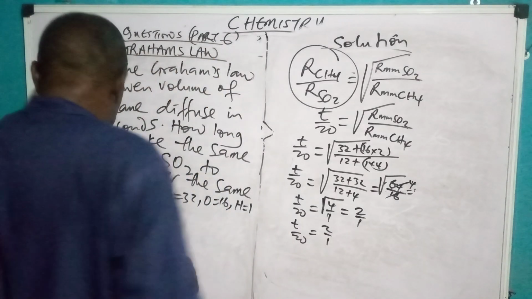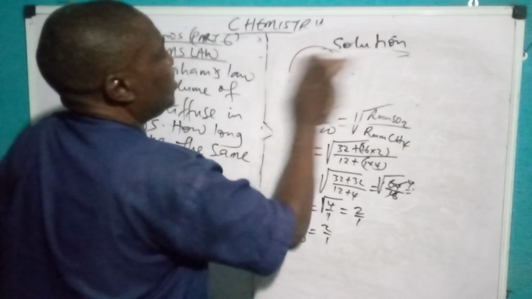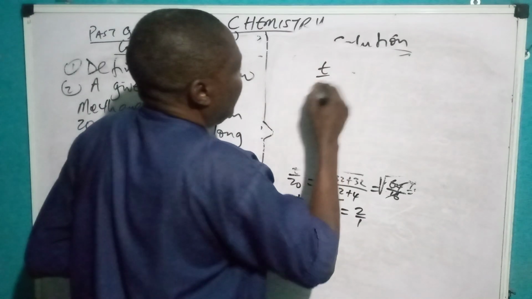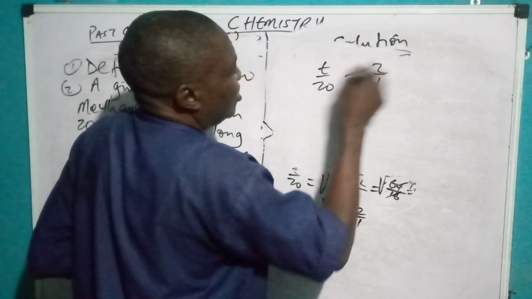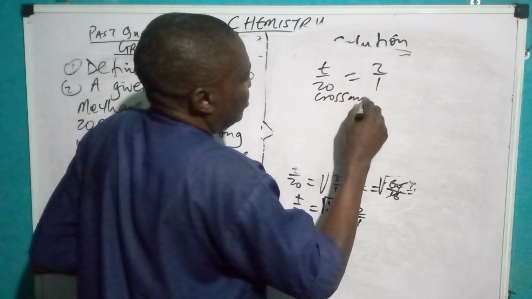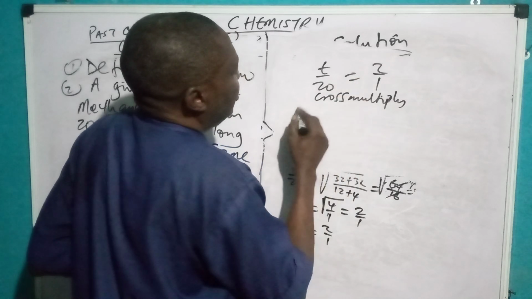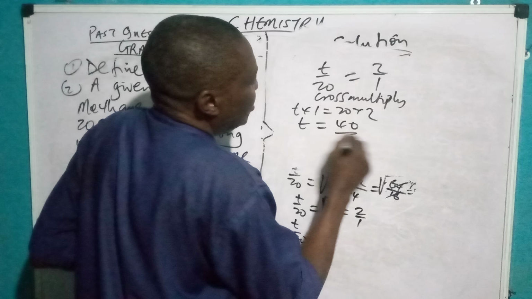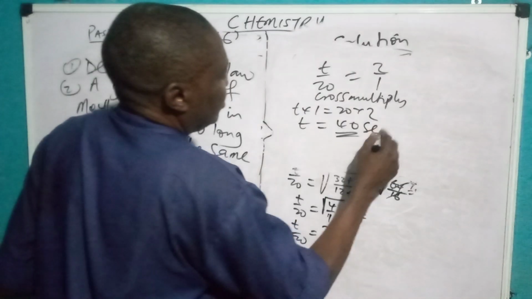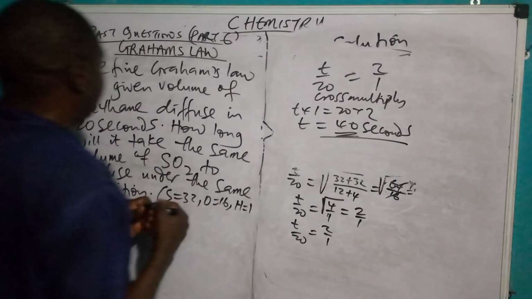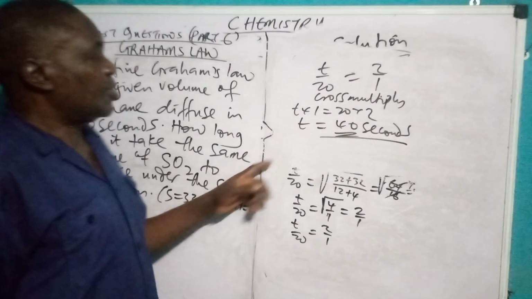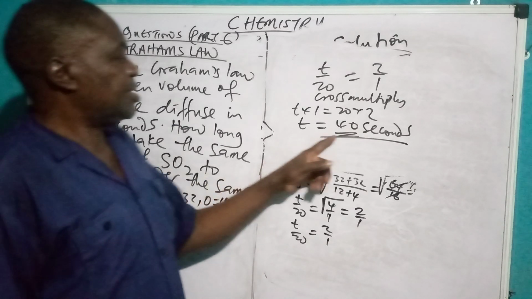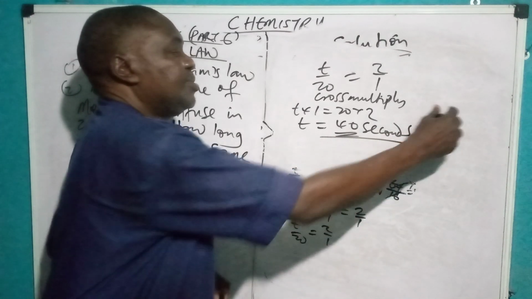So you cross multiply. It now becomes T over 20 equals 2 over 1. Cross multiply. T times 1 equals 20 times 2. T equals 40. So 40 seconds. Always remember the unit, but they told us 20 seconds. So the time taken for the same volume of sulfide is 40 seconds. So this is how you calculate it.